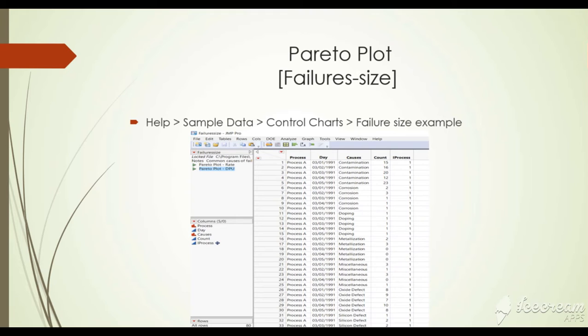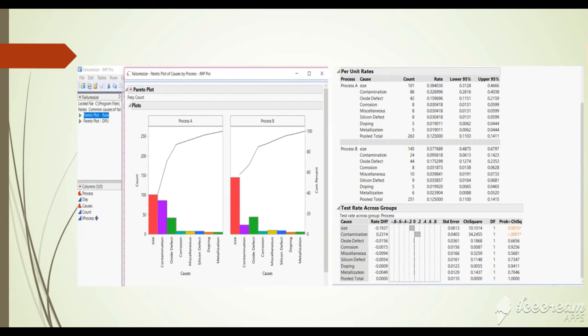Next we have the Pareto plot, and it can be a referential chart for the previous 2 plots, because it's simply showing where the most defects are occurring. Here we have the failure size example data, and here is the Pareto plot.